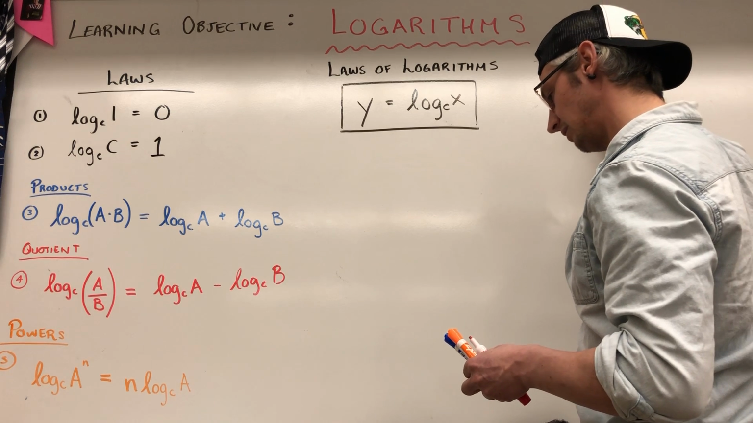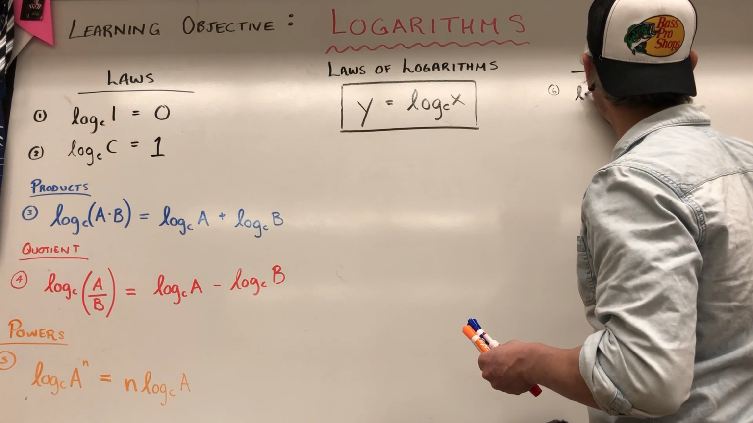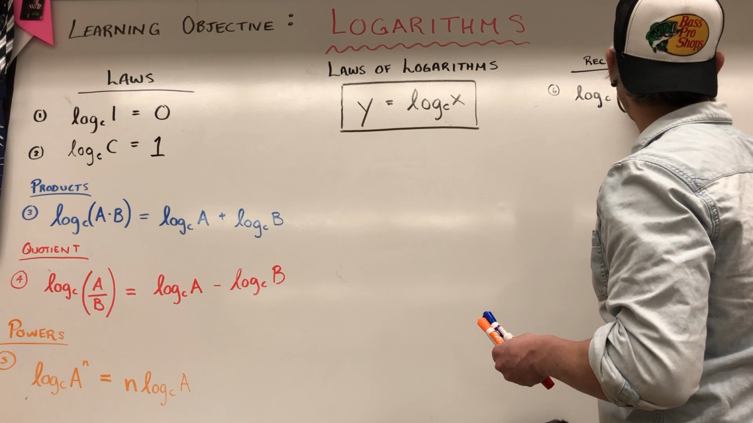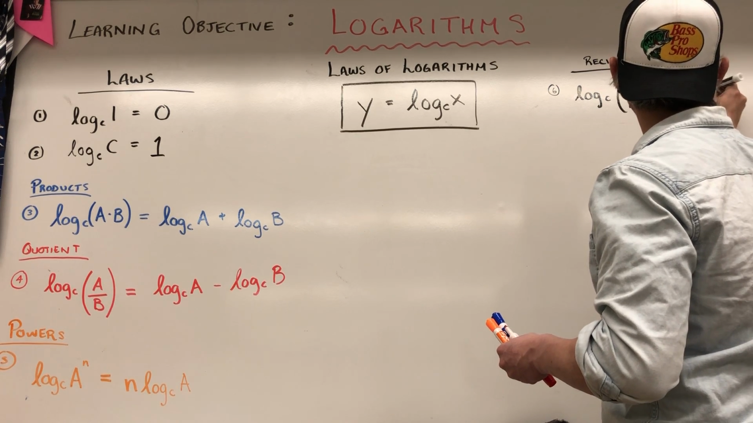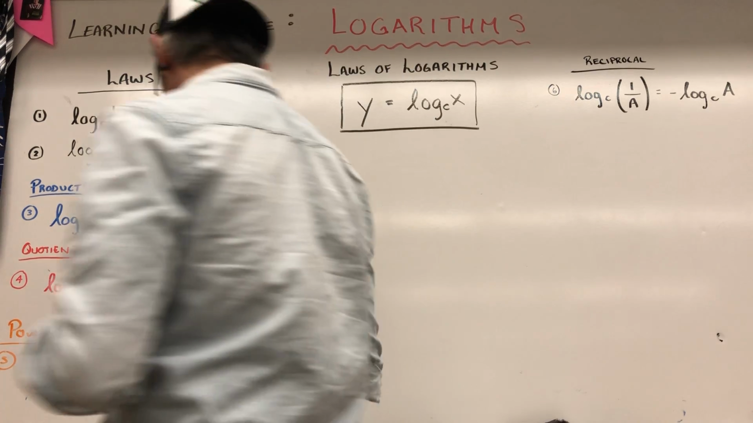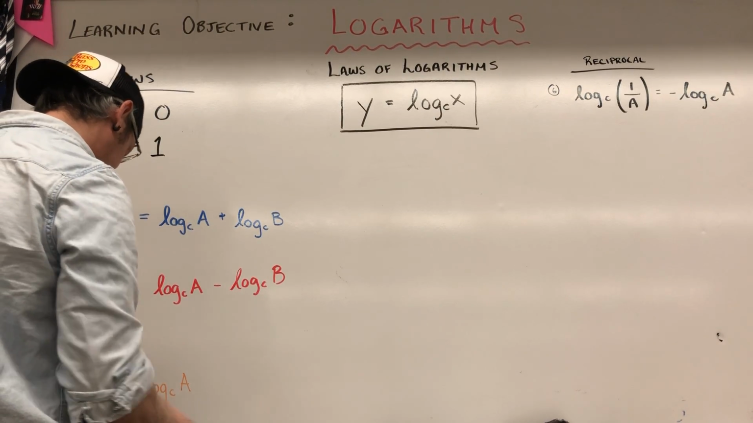Which tells me that, let me see if I can do it from memory. Log of some base 1 over a can be rewritten as negative log of that number. Okay, there we go. We've got all our laws up there. So we've been going one direction. Let's go in another direction.